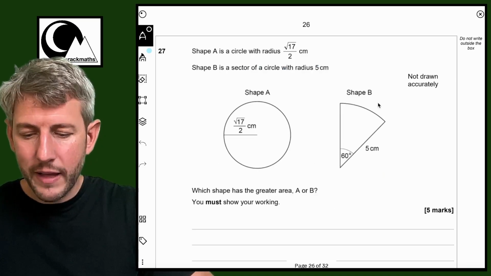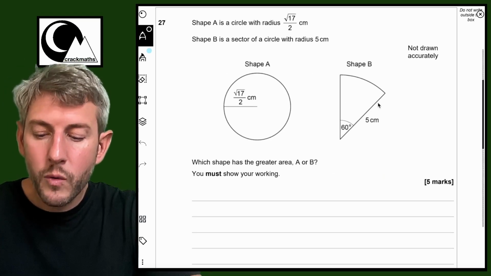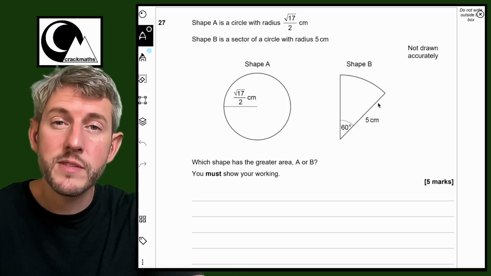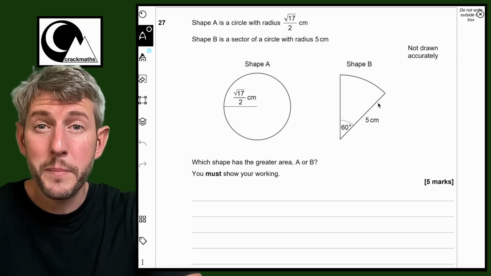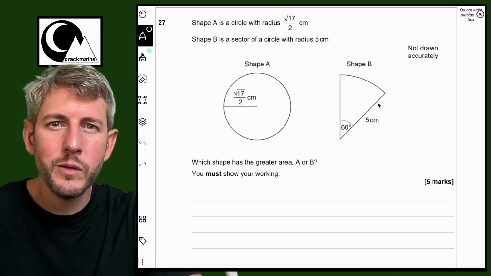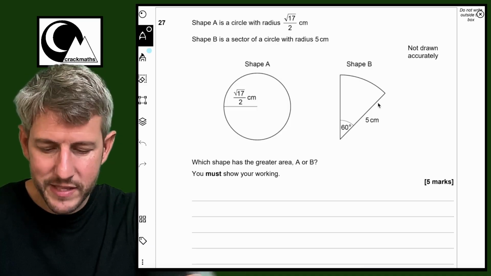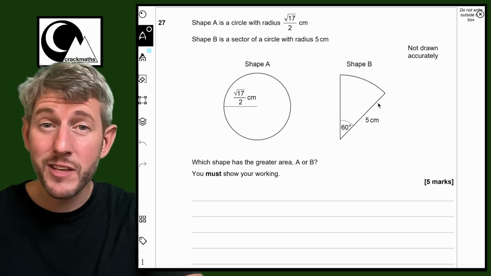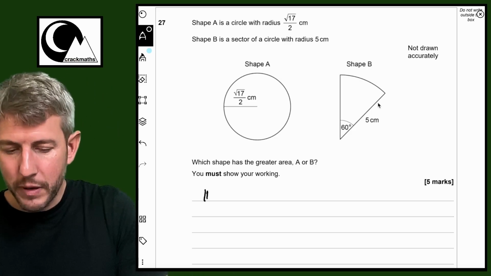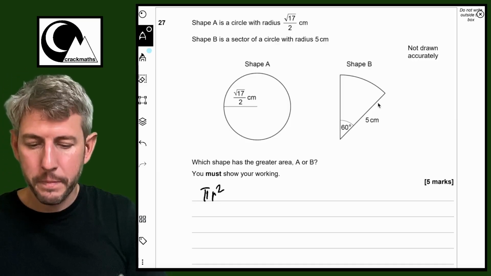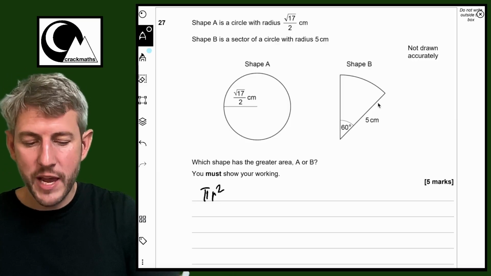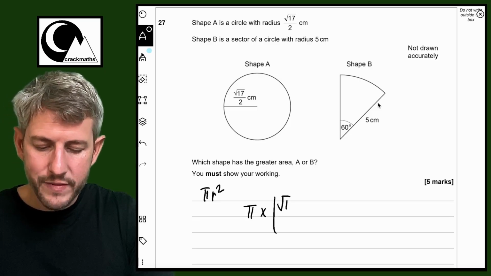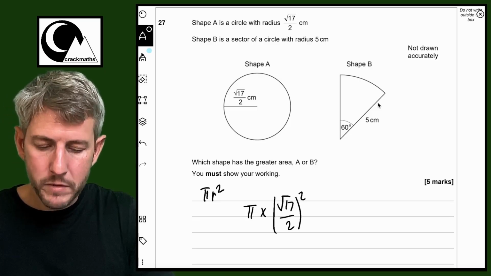Right, let's have a look at question 27. So question 27 here says, shape A is a circle with a radius of root 17 over 2. Shape B is a sector of a circle with radius 5 centimeters. Which shape has the greater area, A or B? Right, okay, so the area of a circle is pi r squared. So let's have a look at what this means for shape A. So this is going to be pi times root 17 over 2 all squared.